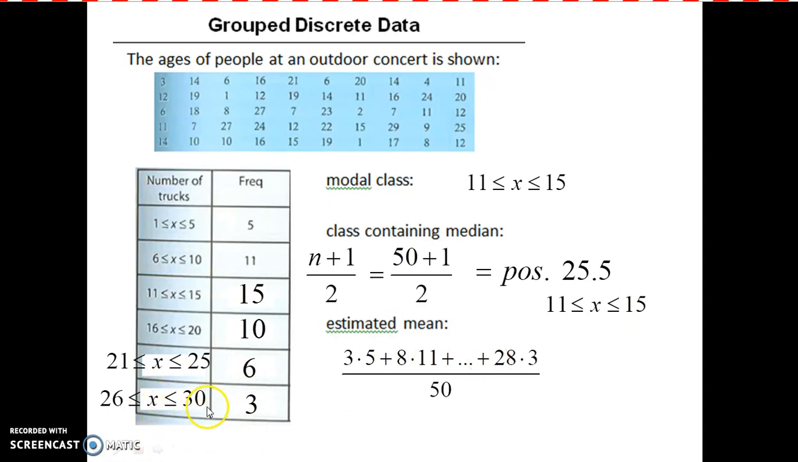In the last one here, the middle number is 28. So we're going to say 28 occurs 3 times, even though it can be any number between 26 and 30. So that's why this is an estimate of the mean. We're going to do all that, divide by 50 pieces of data, and let's see what you get for the mean. Try that one. All right, hopefully you got 14 if you calculated that correctly.